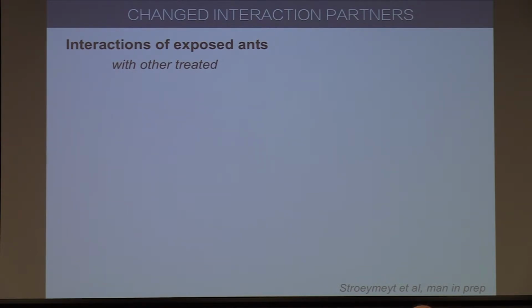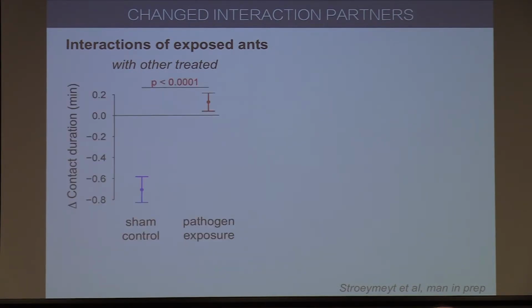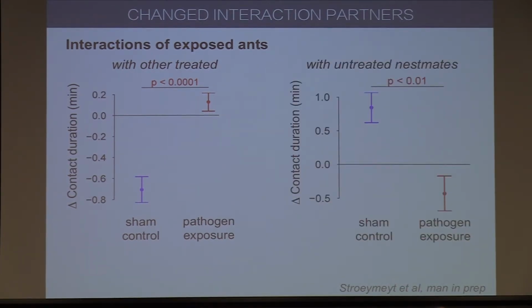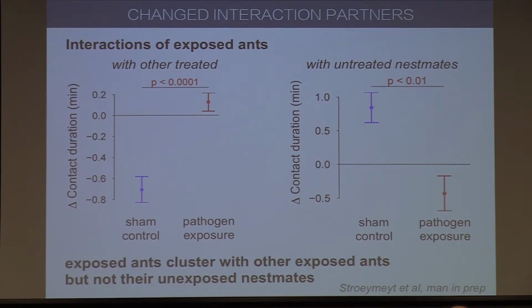First I give you the interaction of the exposed individuals with other exposed ants or with other treated ants, and you can see here that pathogen-exposed individuals preferentially interact more with other pathogen-exposed individuals, and they thus also interact less with their healthy nestmates. So this means that there is some kind of clustering going on, that all the exposed ants cluster together and the healthy ones.